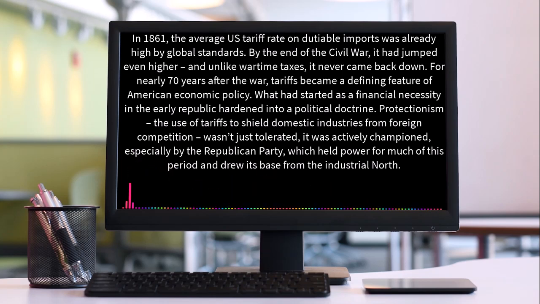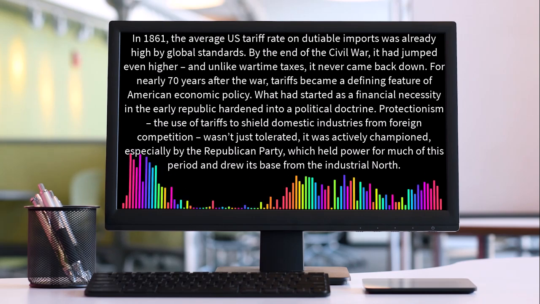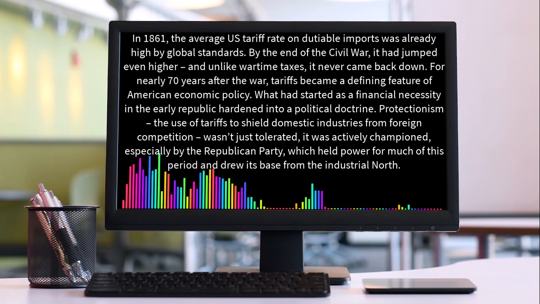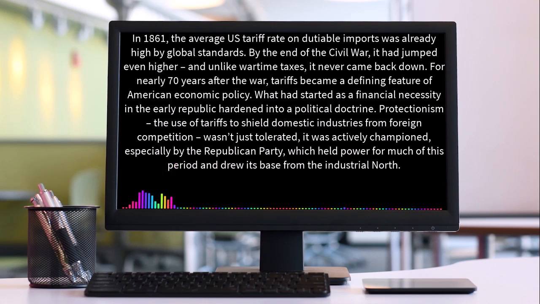What had started as a financial necessity in the early republic hardened into a political doctrine. Protectionism, the use of tariffs to shield domestic industries from foreign competition, wasn't just tolerated, it was actively championed, especially by the Republican Party, which held power for much of this period and drew its base from the industrial North.